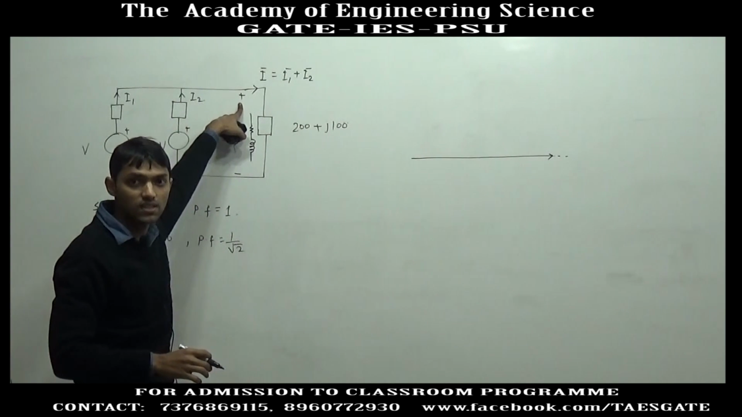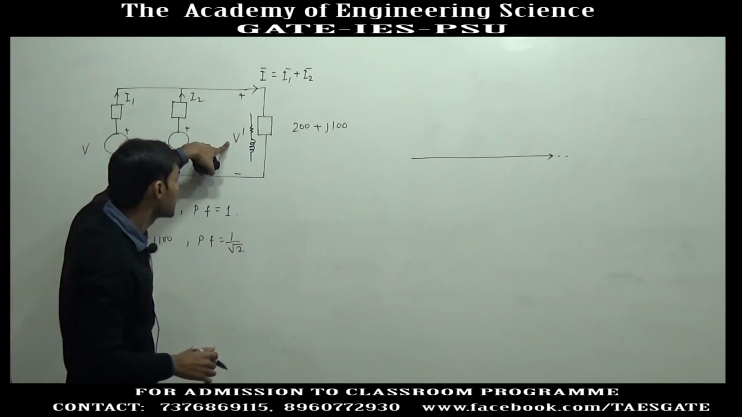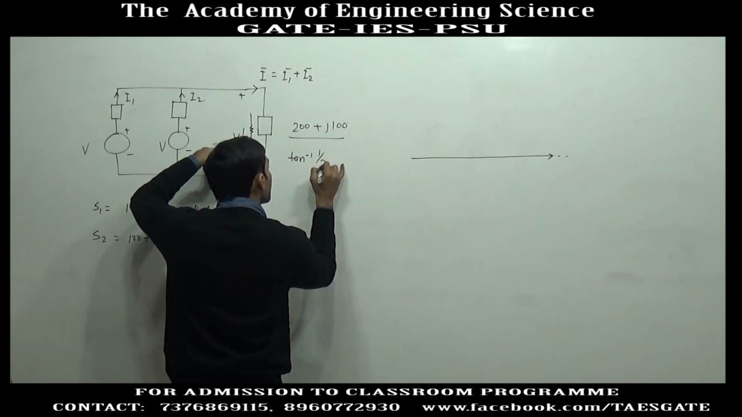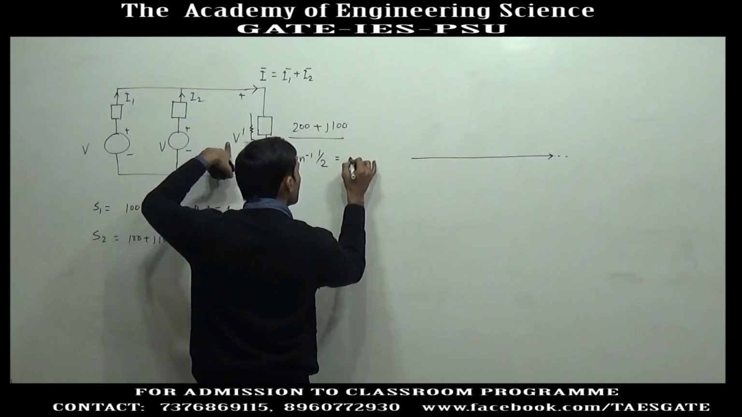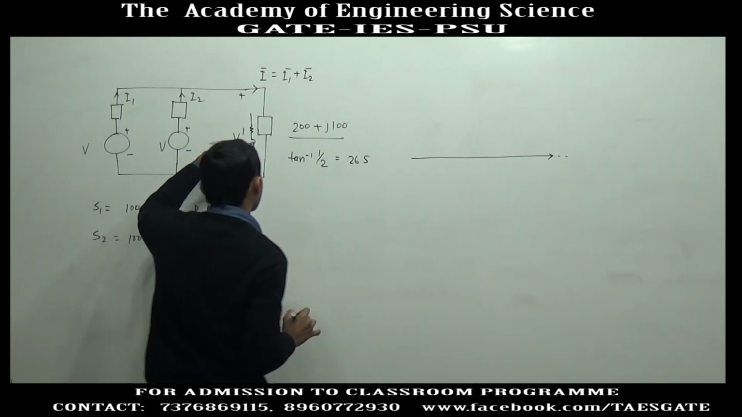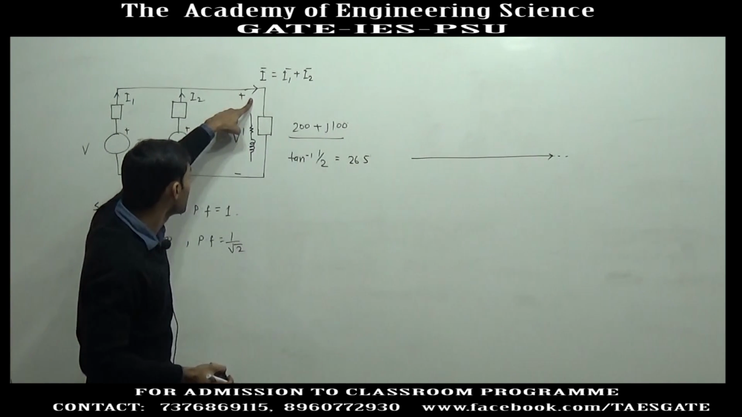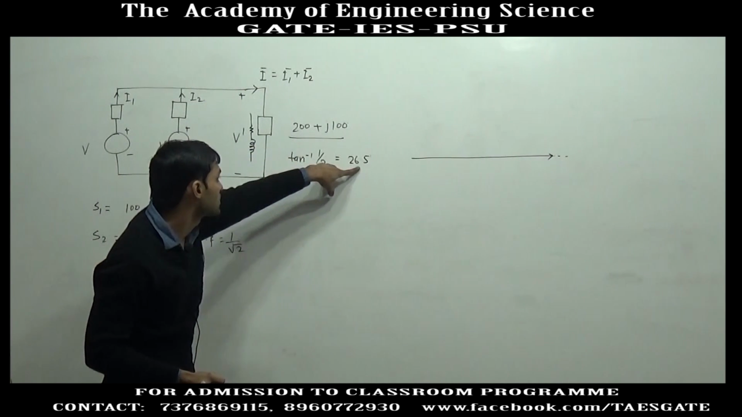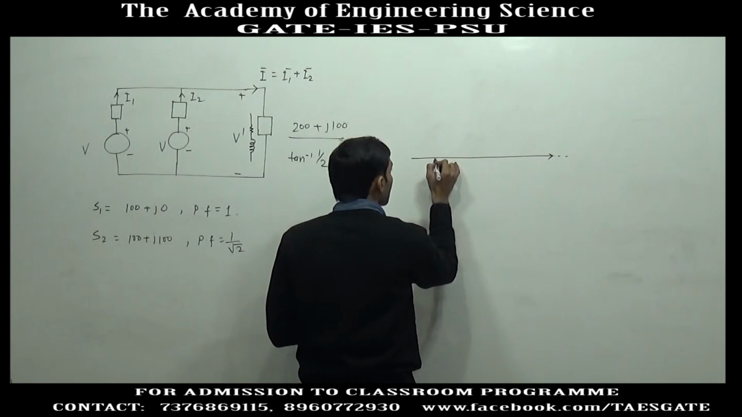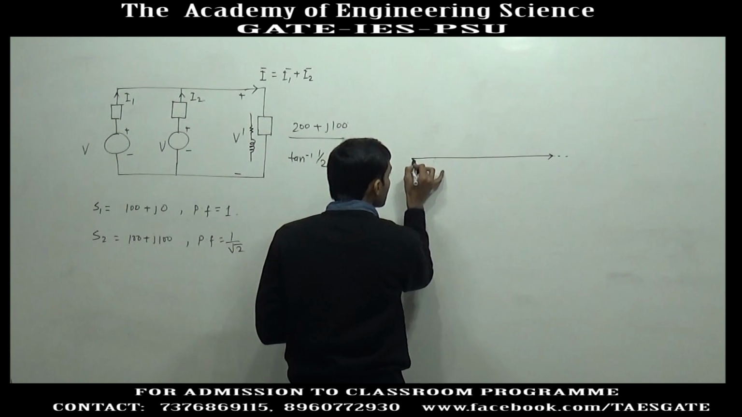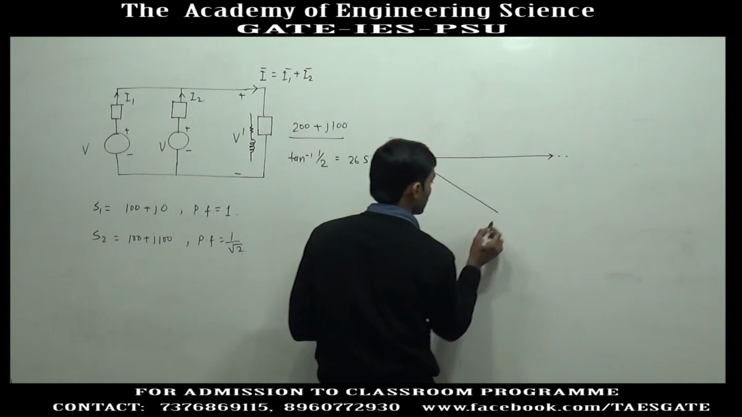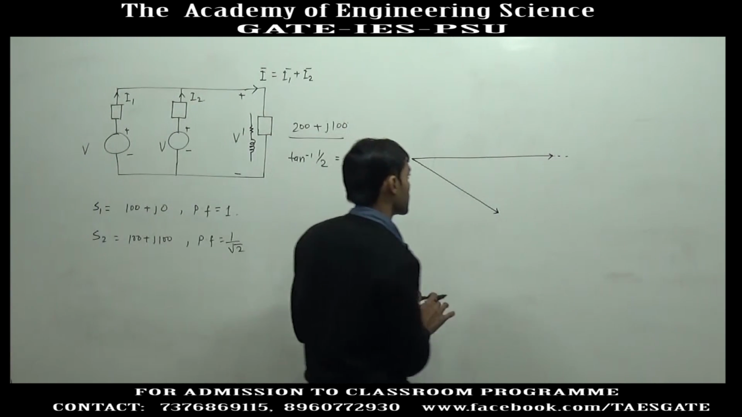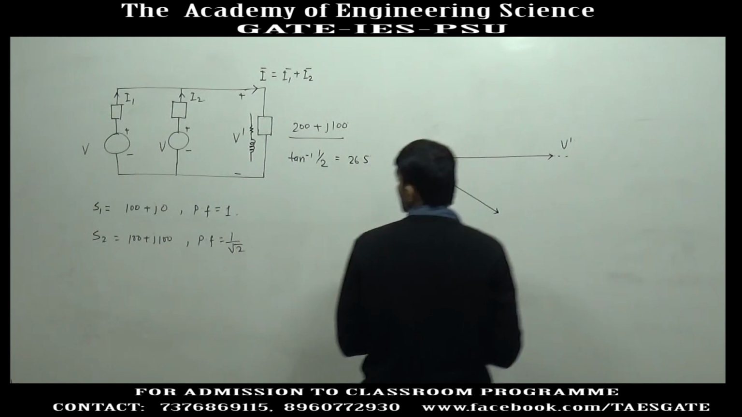So it will always take a lagging current, and the angle of that lagging current will be tan inverse 1 by 2, approximately 26.5 degrees. Since this current is lagging, it will lag V dash by this angle of 26.5 degrees. So we will move clockwise by 26.5 degrees. This will be the direction of the total current, that is I1 plus I2, and this is V dash.